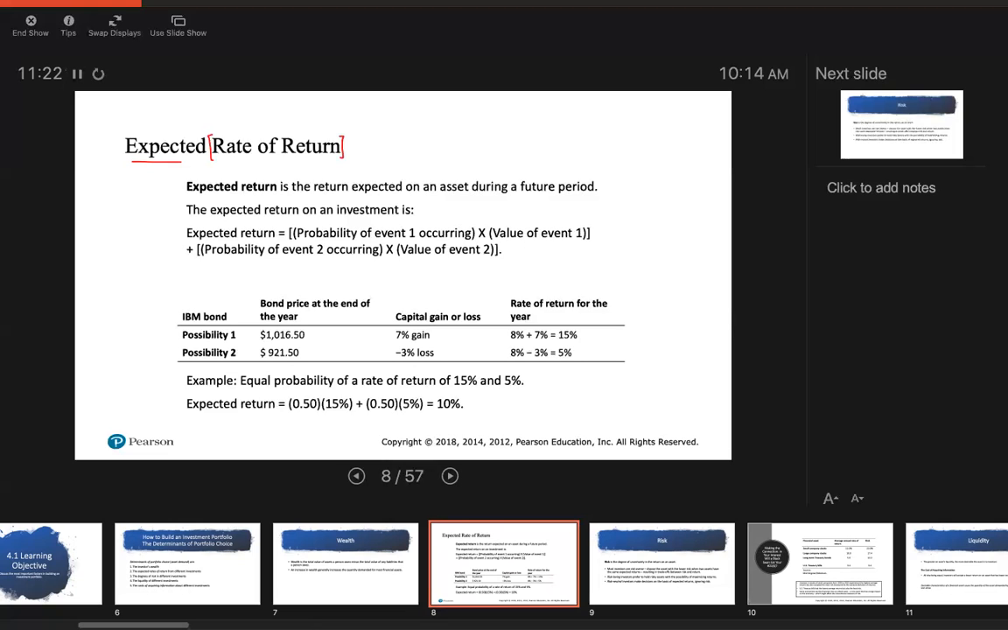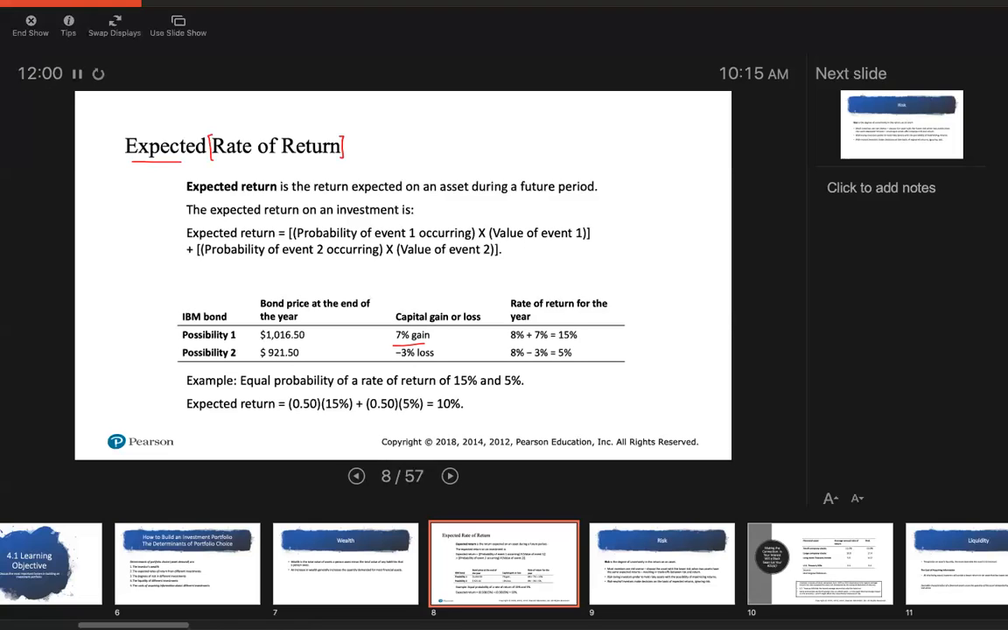We've talked about how the price of the bond moves around, but suppose there is a possibility. I buy an IBM bond, so IBM owes me money, and suppose there are two possibilities. In the first rosy scenario, the bond price appreciates, from $1,000 to $1,065, because a lot more people are interested in buying this IBM bond, so the price goes up. If you do this calculation, that's a 7% capital gain, a price appreciation of the asset that I own of 7%.